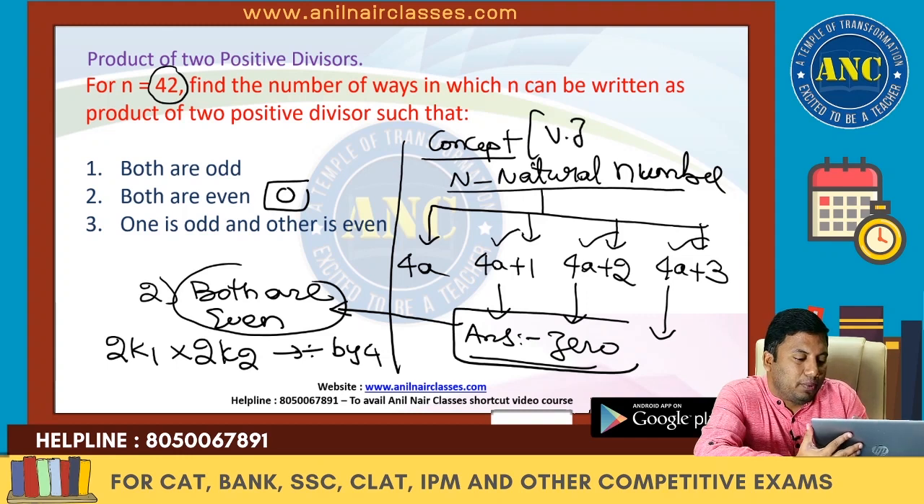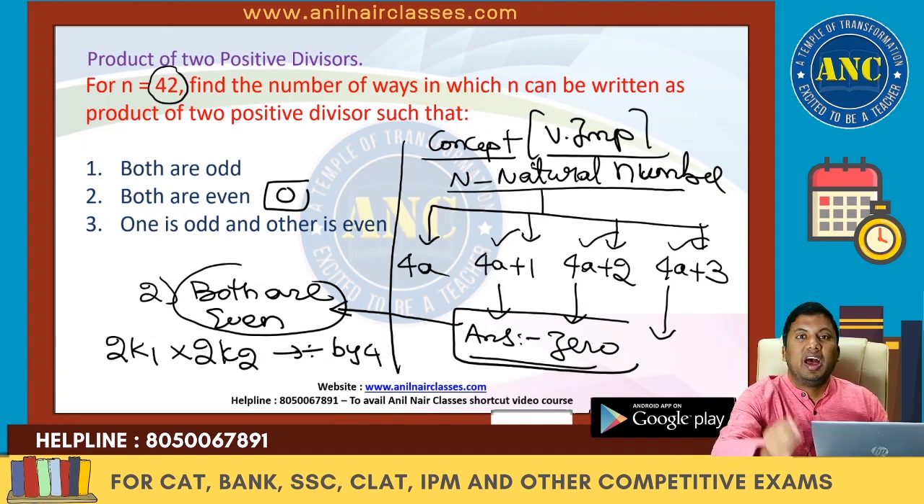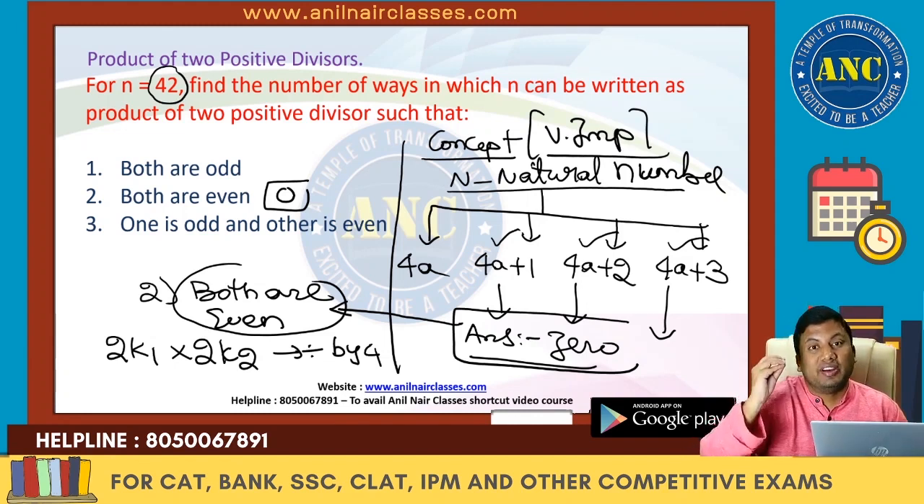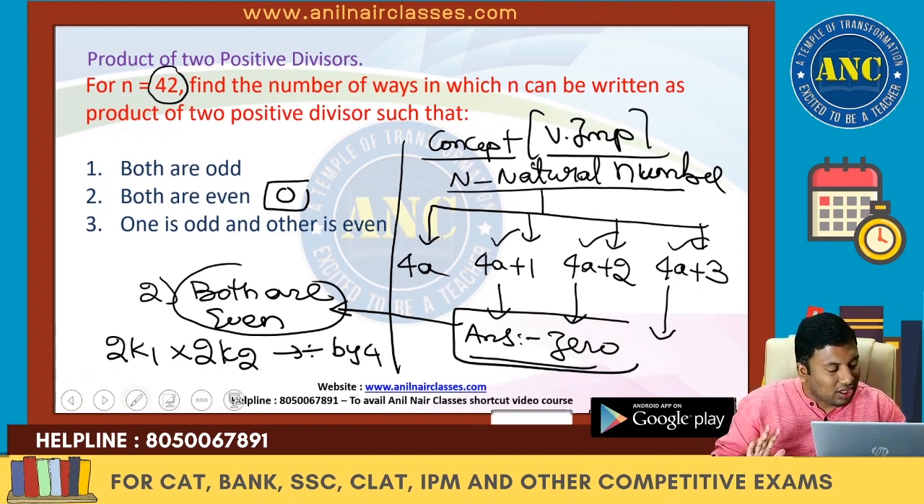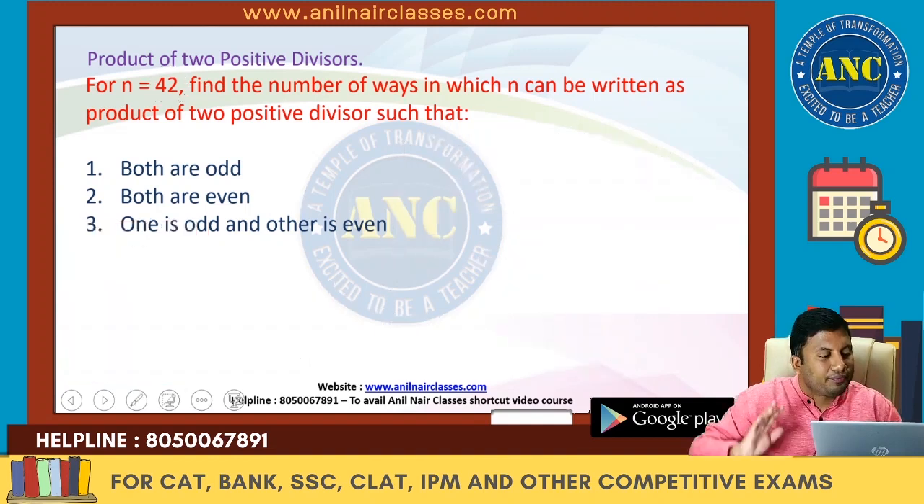Extremely important point, please make a note of it. Other than the number which is divisible by 4, it gives a remainder 1, remainder 2, or remainder 3. In all the cases where both are even, the answer will be 0. Now let us solve the question. This is just an idea.